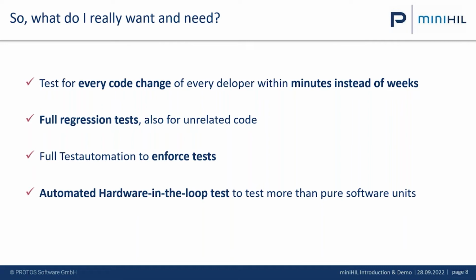So what do I really want and need when I develop embedded systems with respect to tests? You want to test every code change of every developer within minutes instead of weeks. You want a full regression test, also for unrelated code, to detect side effects of your changes. You want full test automation to enforce the tests. So every commit should be tested. And in the end, you also need automated hardware-in-the-loop tests to test more than just pure software units. Unit test, as I said, is really good, but it's not sufficient to really test your embedded system.